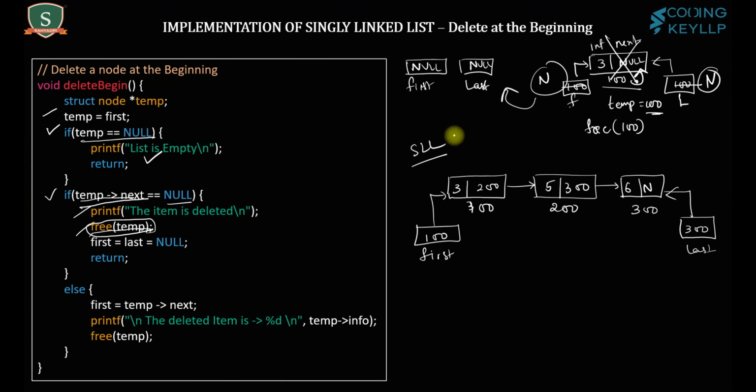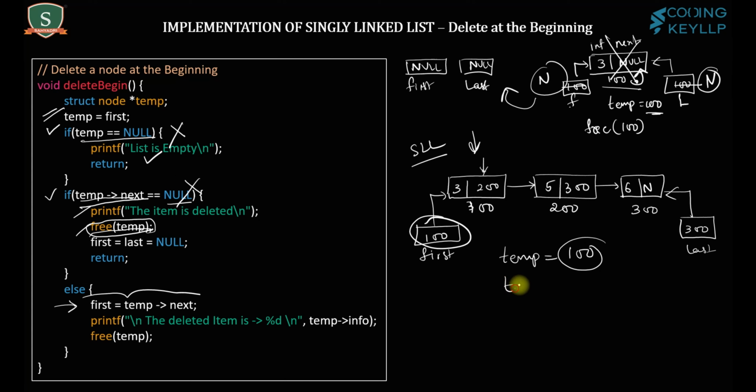For the singly linked list, if you want to delete the first node, the first step is temporary is equal to first. Temporary is equal to 100. Now, is temporary equal to null? No. Temporary of next is equal to null? 100 of next is equal to null? No. The condition failed here. It comes to the else part. First is equal to temporary of next. That means we are updating the first value with temporary of next.